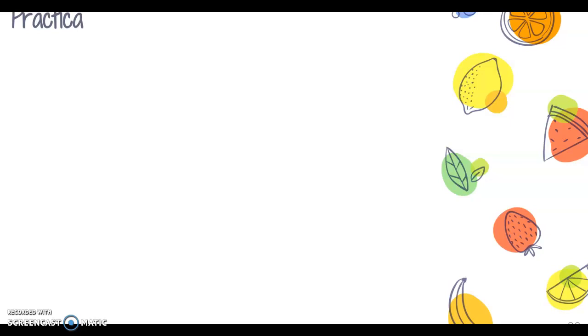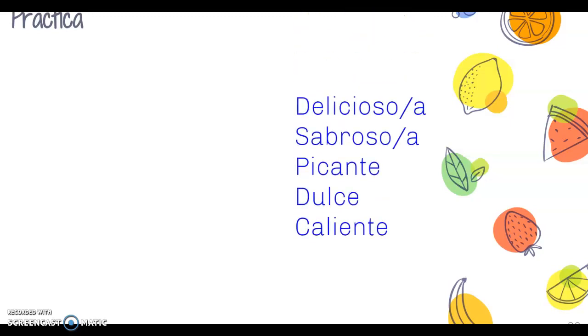Okay, so when you guys, in a minute, you're going to come up with some of your own examples, your own sentences using estar and adjectives. Okay, so here are a handful of the adjectives from your vocab list. You would use these to describe food. We've got delicious, tasty, spicy, sweet, and hot. Okay, there's more than this, obviously, but here's just some examples.